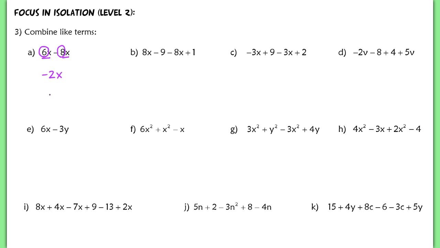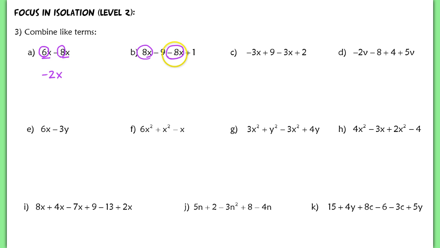Now in B, I have a few different terms here. I have 4 total terms. 2 terms have an x, and 2 terms are just numbers. Okay, so when I deal with the variables here, the ones with the x's, I'm going to circle 8x and this negative 8x. It's very important that you make sure you group the sign with the variable term.